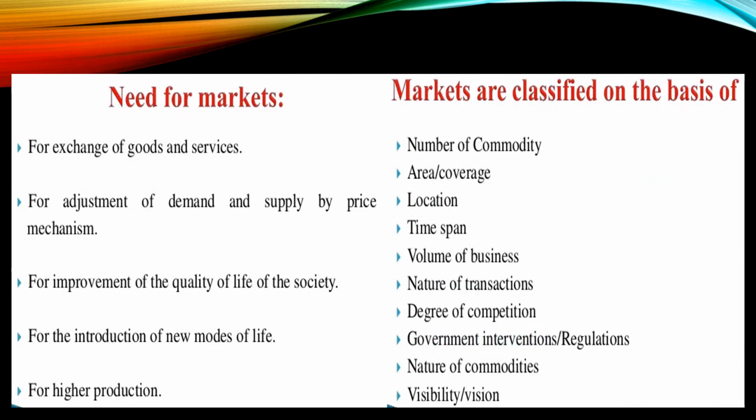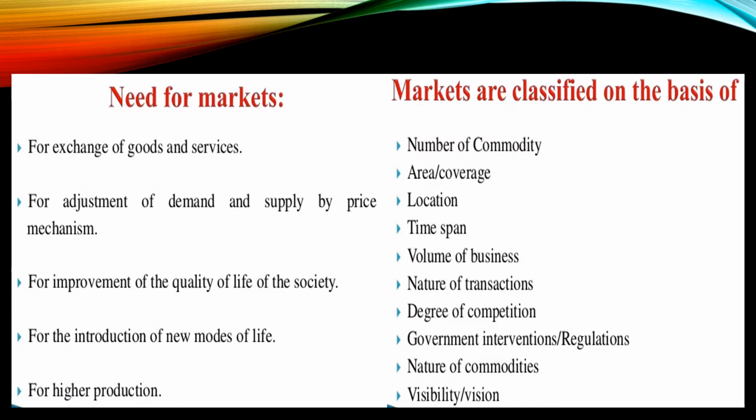Then we have here the 5 needs for markets. First, for exchange of goods and services. Second, for adjustment of demand and supply by price mechanism. Next, for improvement of the quality of life of the society. Then, for the introduction of new modes of life. And lastly, for higher production.